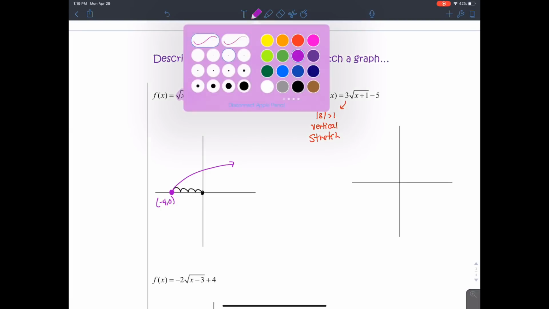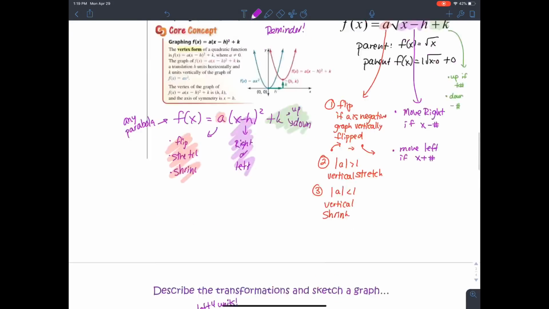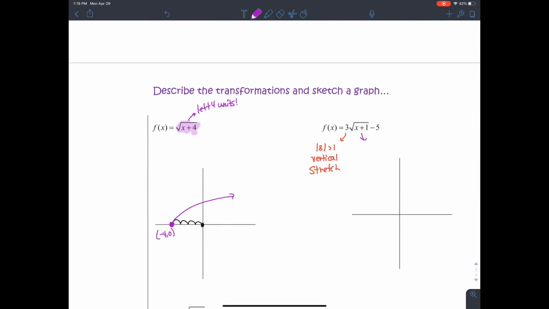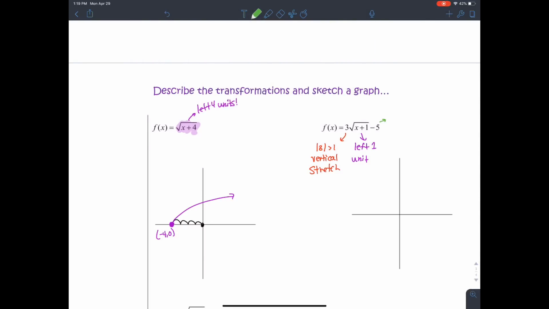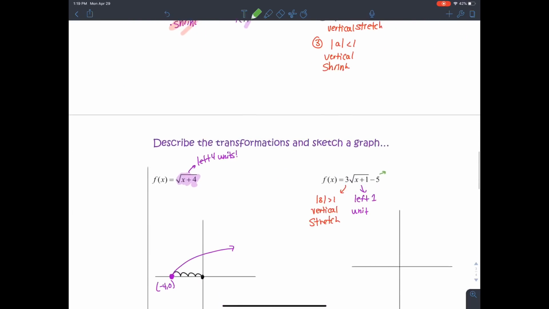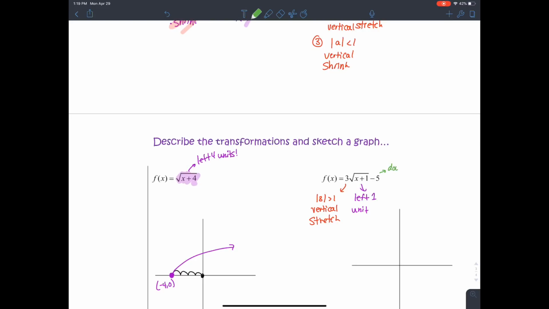Going back to under the square root, we see plus a number. As we wrote down from before, plus a number means we're actually going to move left that many units. So moved left 1 unit. And then the number at the end moves the graph up or down. Since it's a negative, if it's minus a number, we move down. So we move down 5 units.